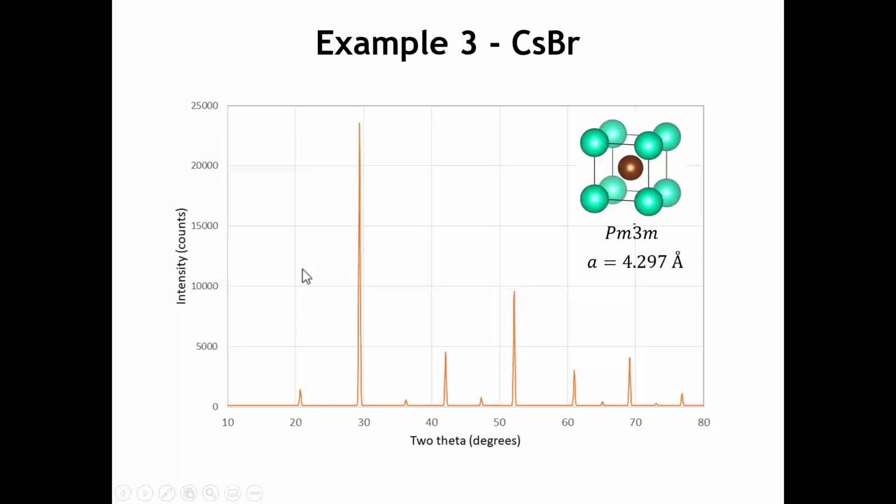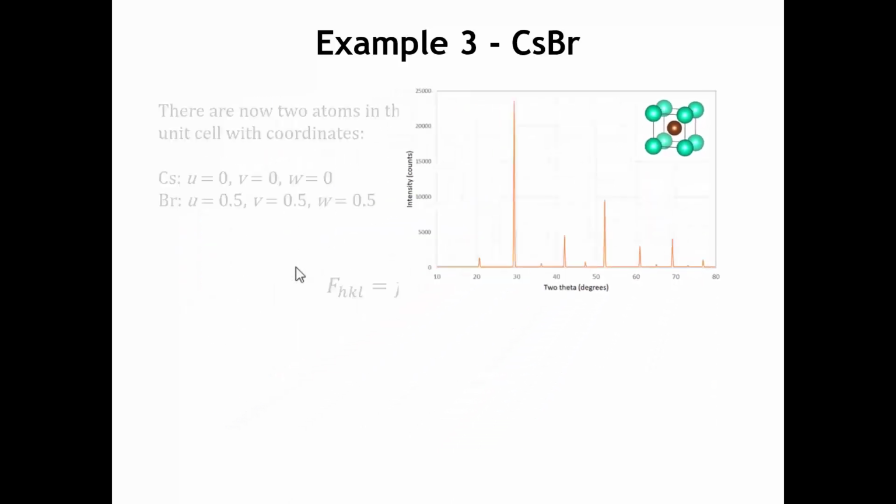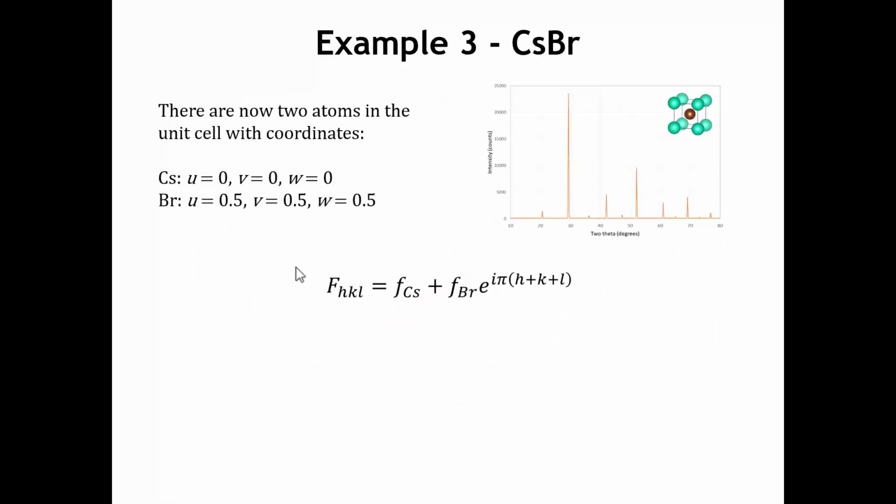And compared to that pattern we just looked at for tungsten, now we do see more peaks in our pattern. But some are very weak and others are quite strong. And that variation in weak-strong doesn't really look like the variations we've seen that are due to multiplicity. So where does that come from? Well, let's calculate the structure factors.